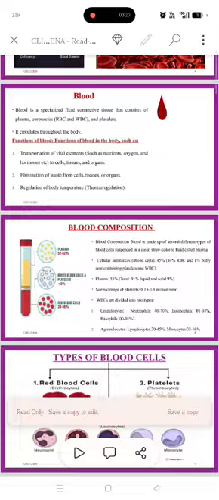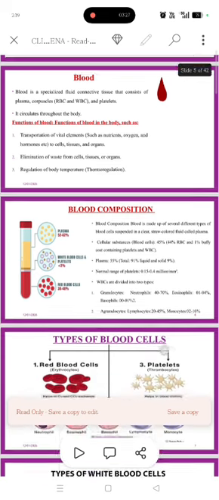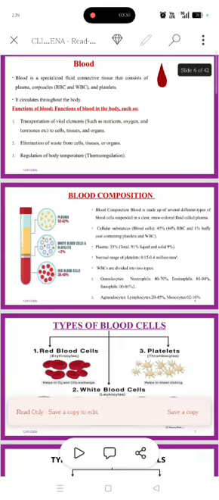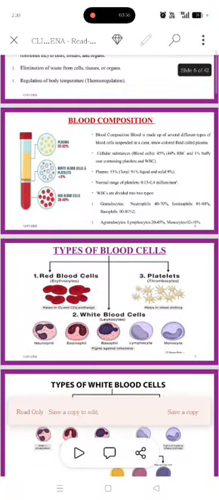WBC are divided into two types: granulocytes, which include neutrophils, eosinophils, basophils, and agranulocytes, which include lymphocytes, normal value 20 to 40%, and monocytes, 0 to 10%. Types of blood cells: red blood cells, platelets, white blood cells. RBC help in oxygen and carbon dioxide exchange. Platelets, or thrombocytes, help in blood clotting. White blood cells are called leukocytes.